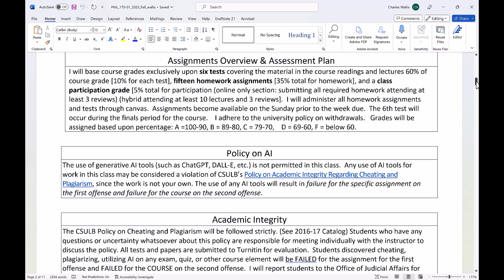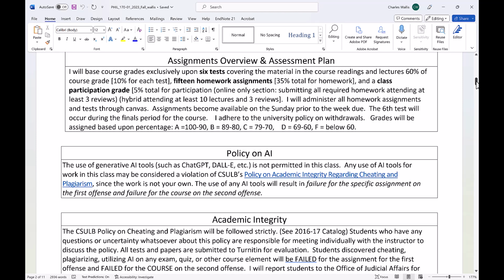After the quizzes, there's an extra credit practice test. You can take that test, earn 10% of the possible points for the test, and then you take the test. And we'll go through that 6 times. So the course is going to be based upon 6 tests that are going to cover the material. The 6th test will be given to you during finals week. None of the tests are cumulative, and together they'll count for 60% of your overall course grade. So 10% for each test.